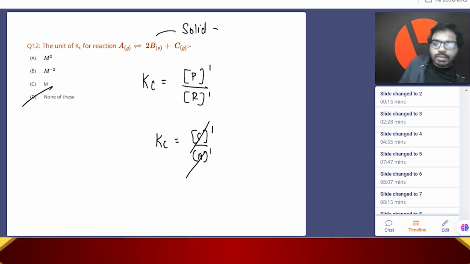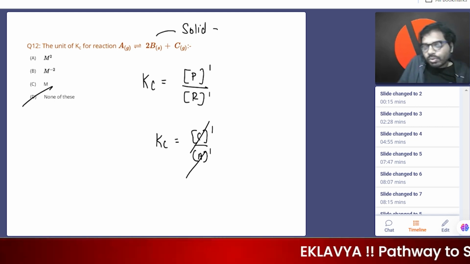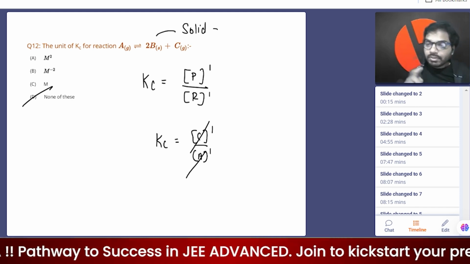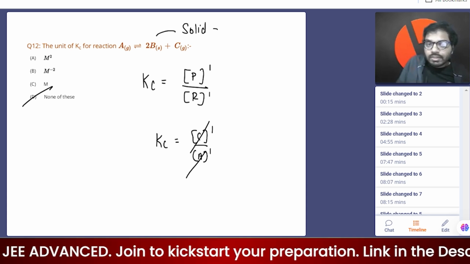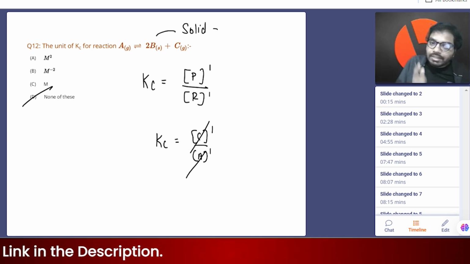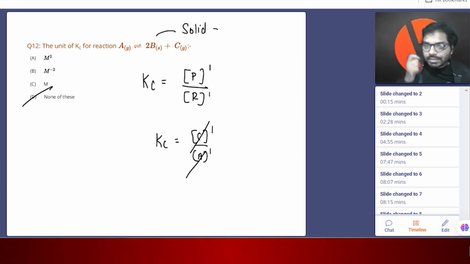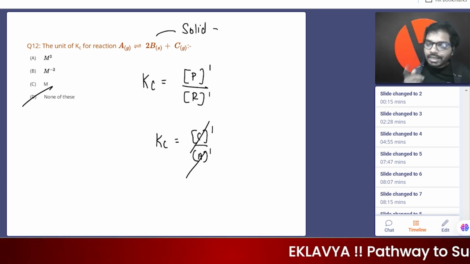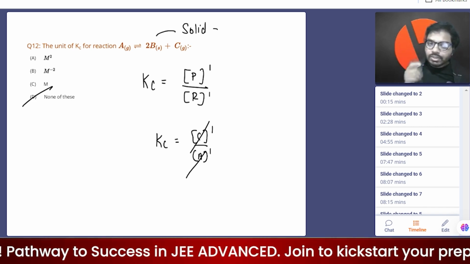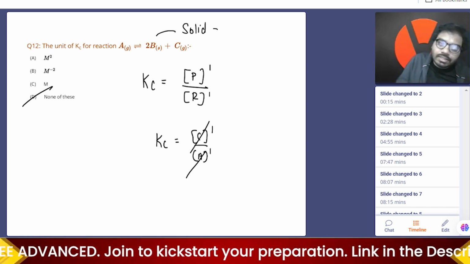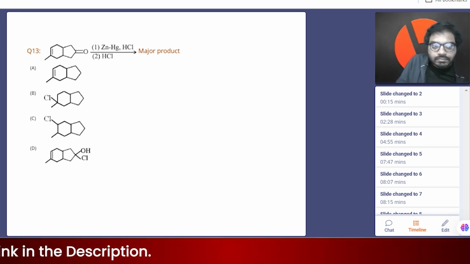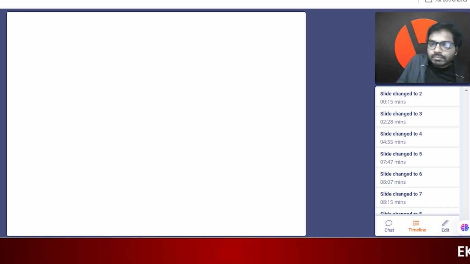So in this particular case, it will be none of these. We can also say here that the unit of Kc depends upon the stoichiometry of the reactants or products. According to that, the unit of Kc changes. In this question, 2B is present in the solid form, so we will not consider it. A and C have single stoichiometry, so both will cancel out each other. So for this question, none of these, and the answer here will be D. Okay.